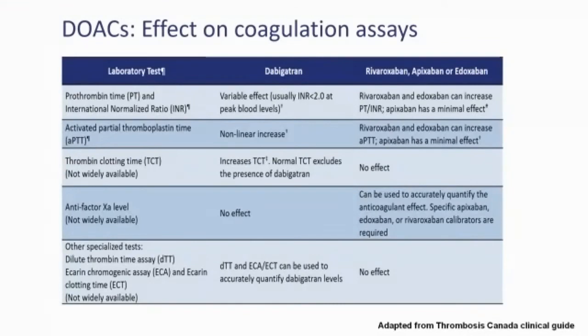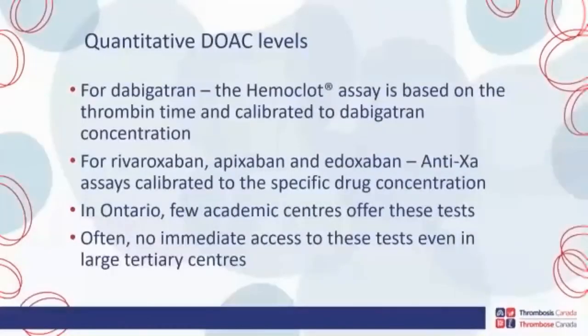So this is from the Thrombosis Canada Clinical Guideline, and it does have a nice summary table on the different laboratory tests and the effects of dabigatran and rivaroxaban and the anti-10As, rivaroxaban, apixaban, and edoxaban. So if you've not reviewed this clinical guide, I do suggest that is one that you might want to review, so you understand the general principles of what these anticoagulants do to your laboratory tests.